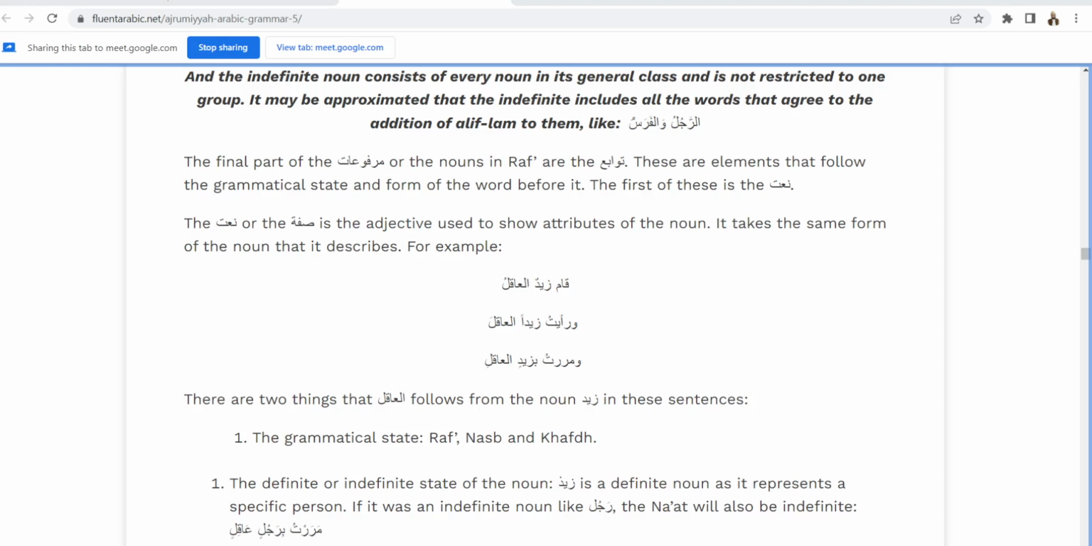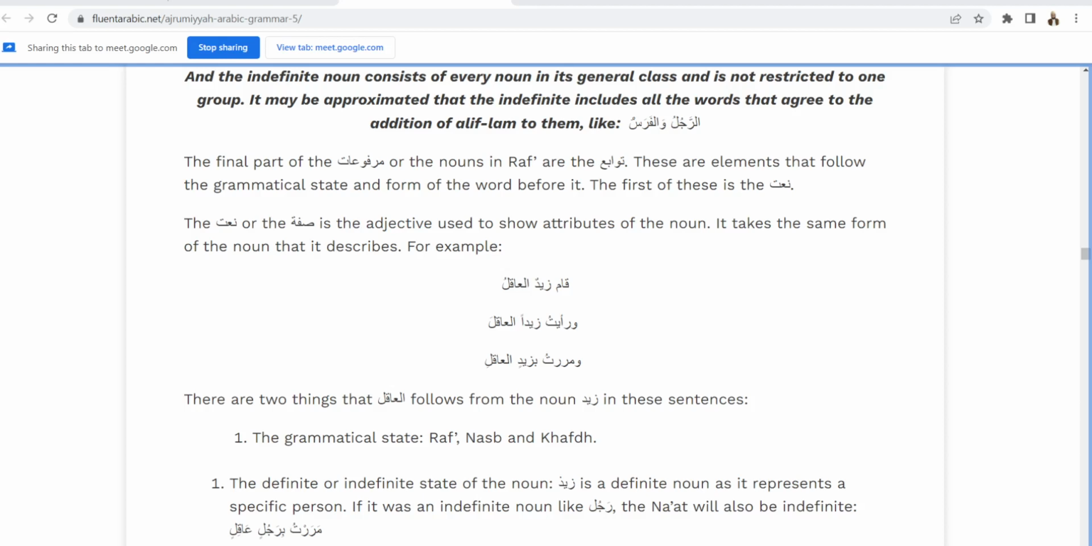These are elements that follow the grammatical state and form of the word before it. The first of these is the na'atun. The na'at, or the sifatun, is the adjective used to show attributes of the noun. It takes the same form of the noun that it describes.